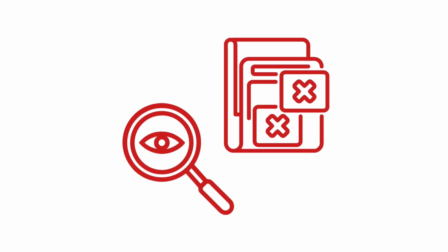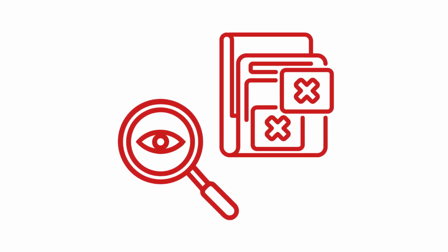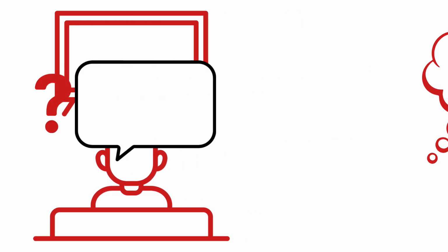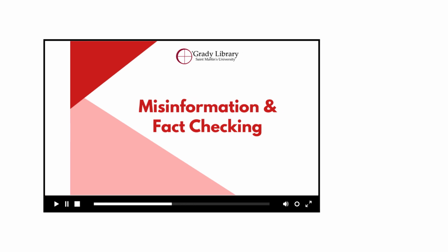Just like bias, misinformation and disinformation can be present in any form of media. Part of being media literate is interacting with media critically and asking questions about the validity of the information it communicates. This doesn't mean we cannot be open to new thoughts and ideas, but it does mean that we do not automatically accept every new thought or idea as fact without verifying first. You can learn more in our video on misinformation and fact-checking, which is linked in the description.